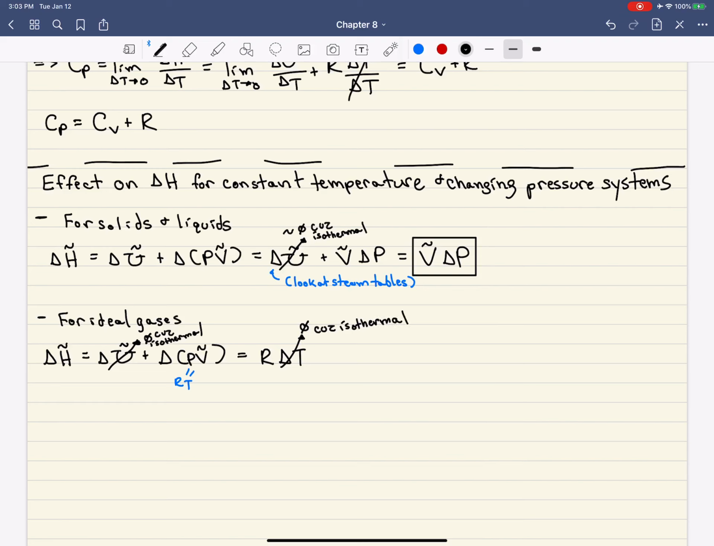And so what pops out is that if you're dealing with an ideal gas at a constant temperature and you're just changing the pressure, your enthalpy will not change. Your delta H is just going to be equal to 0. So if you're dealing with problems in which you have an ideal gas and your system is changing pressure, but you're maintaining the same temperature, then your delta H is just going to be equal to 0.